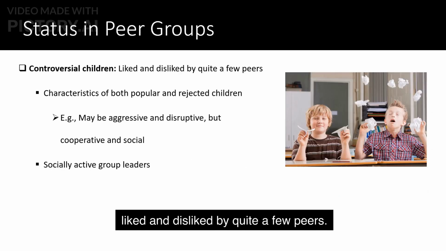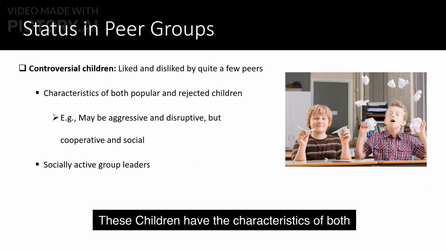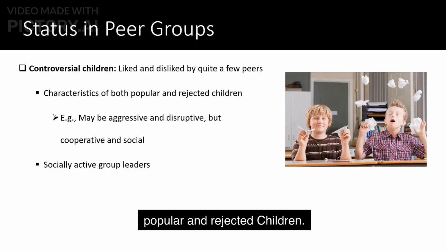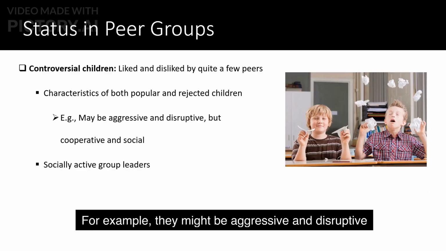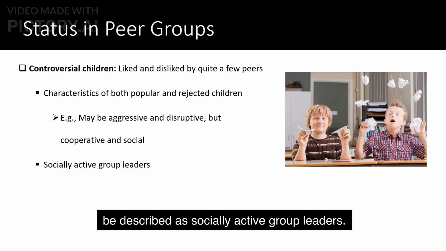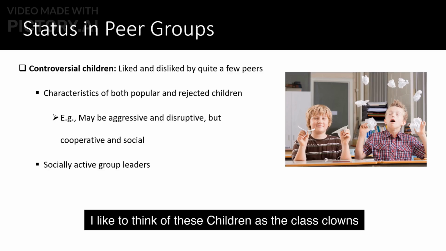Lastly, there are controversial children who are both liked and disliked by quite a few peers. These children have the characteristics of both popular and rejected children. For example, they might be aggressive and disruptive, but then also cooperative and social. And they tend to be described as socially active group leaders.